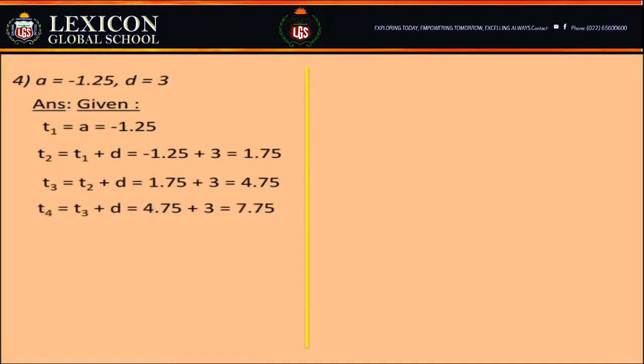Next would be T4. How will I obtain T4? T4 is equal to T3 plus D. 4.75 plus 3 will give me 7.75. Therefore, the required AP will be minus 1.25, comma 1.75, comma 4.75, comma 7.75 and so on.